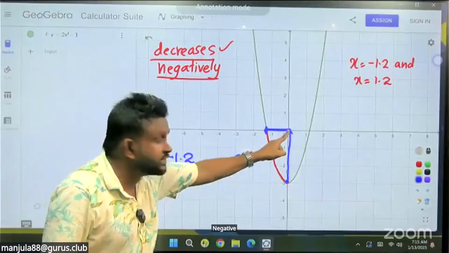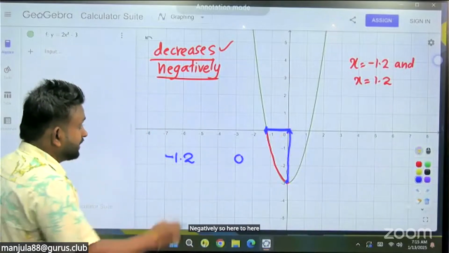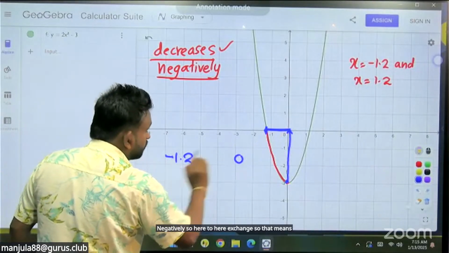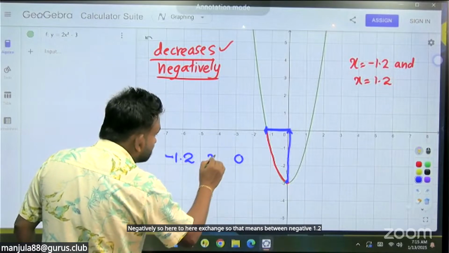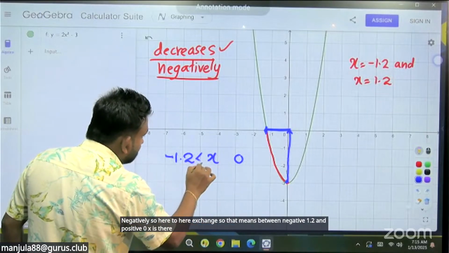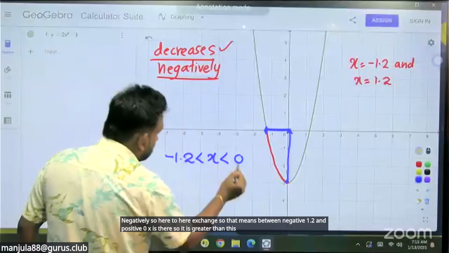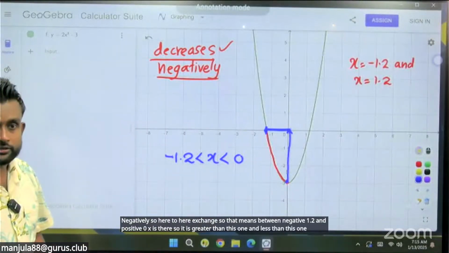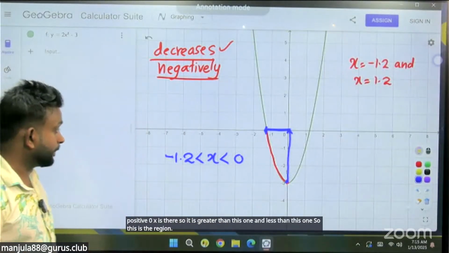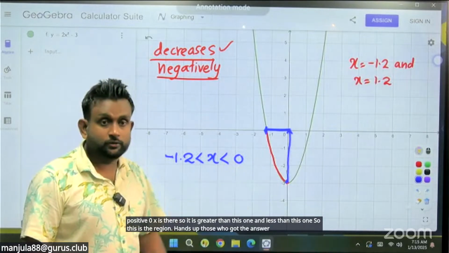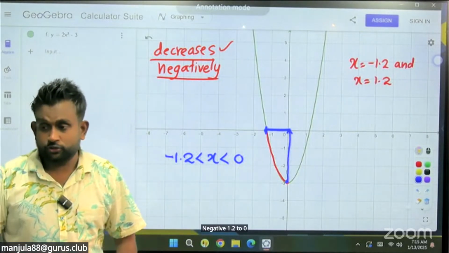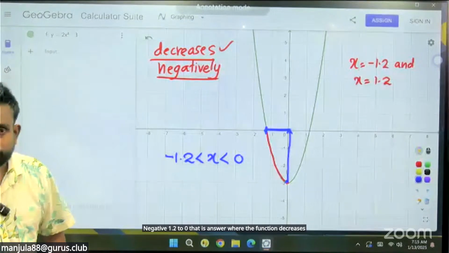So between negative 1.2 and 0, x is greater than negative 1.2 and less than 0. So this is the region. Hands up those who got the answer. Negative 1.2 to 0. That is the answer where the function decreases negatively.